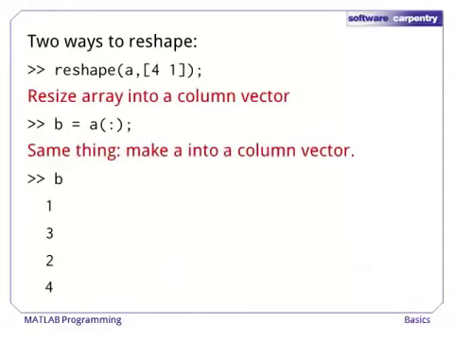Arrays can also be reshaped using two methods. The first is the function reshape. The first parameter to reshape is the array you want to reshape, while the second is a vector of dimension sizes. In this case, we want to transform A into a vector with 4 rows and 1 column. Since vectorizing an array is such a popular operation, there is an equivalent shortcut called the colon operator.